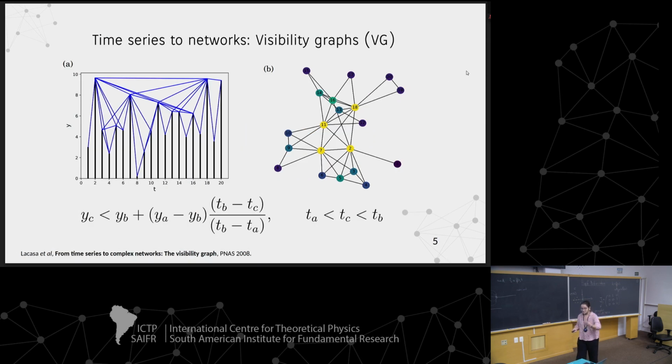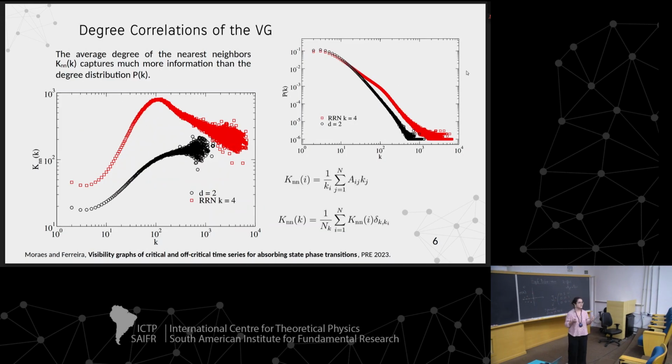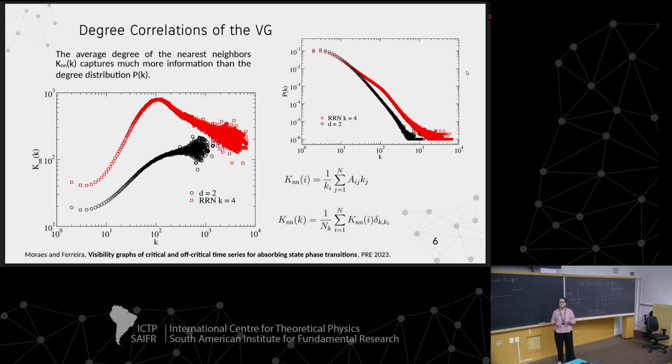Well, in the beginning of this work, we made a lot of different measures of these visibility graphs, but one of them caught our attention especially. That is the degree correlations. The degree correlations of a graph will measure how the nodes are connected to each other, right? If the hubs are more connected to the hubs, or the hubs are connected to low-degree nodes.